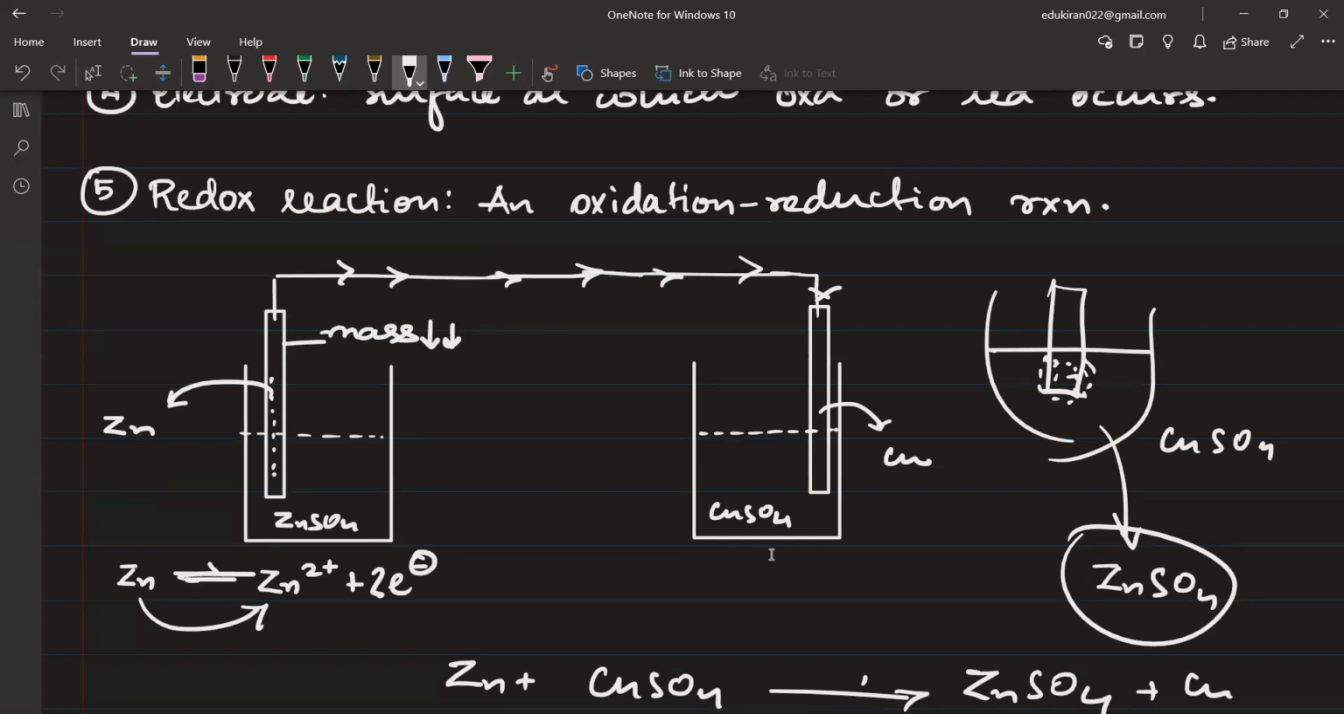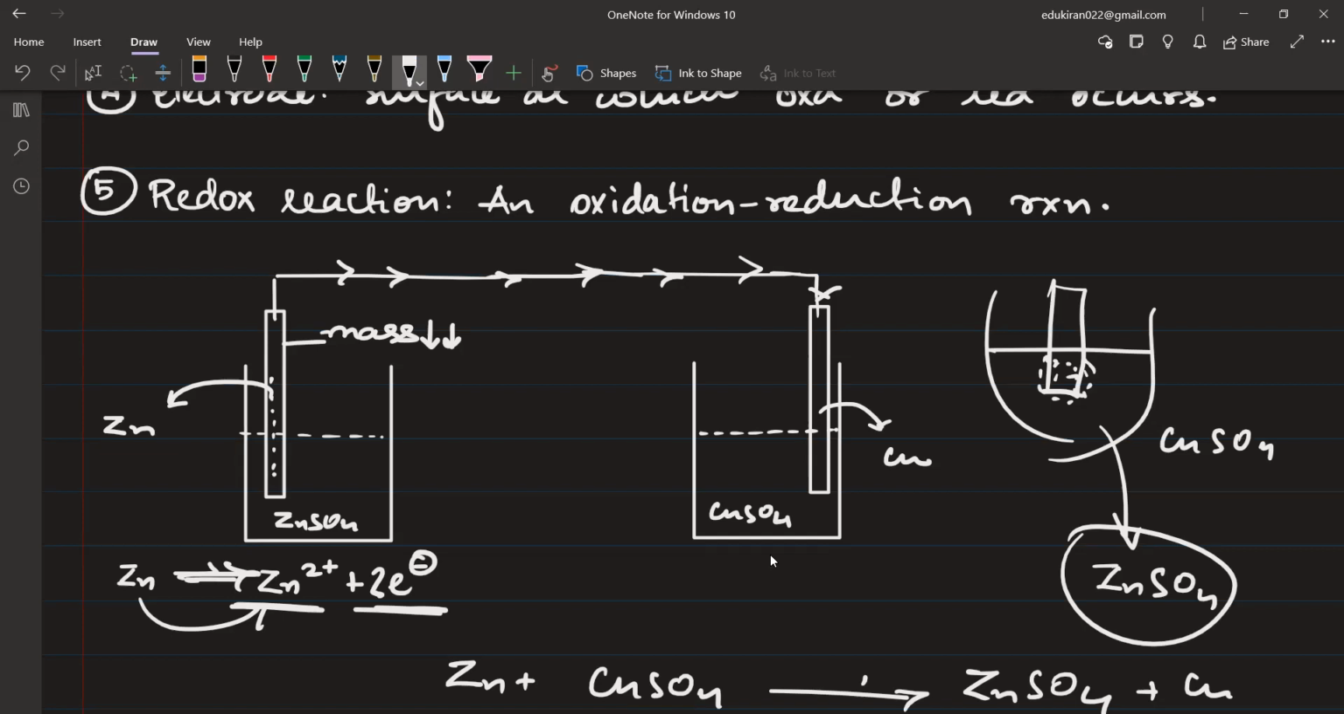because zinc is always getting converted to Zn2 plus and 2 negative electrons. And these 2 electrons are going away and reacting with copper rather than zinc, because it has a tendency. Now, this is a spontaneous reaction. Whenever there is zinc and there is copper, the copper will eat it up. What we saw first is that the mass of this zinc rod is decreasing slowly.